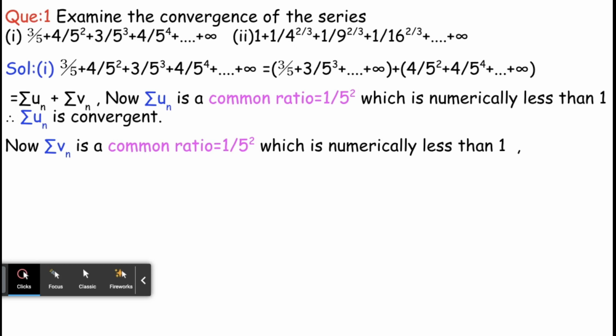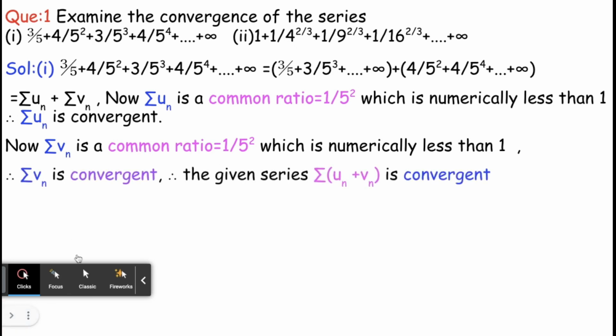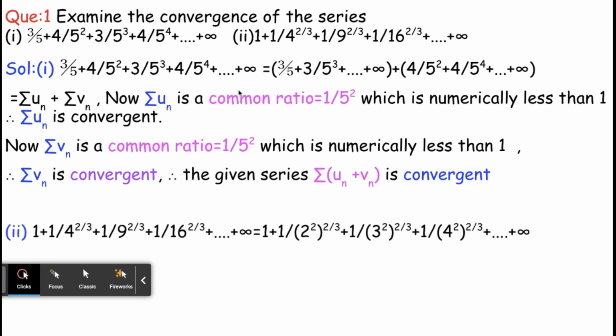Common ratio is always less. So the common ratio is what defines whether we get convergent or divergent. You are already familiar with the p-series test and the geometric series test. Now we will get that Vn is also convergent. So our first answer is that Un plus Vn is also convergent, because adding them, we get our initial quotient. Now let's look at the second one.